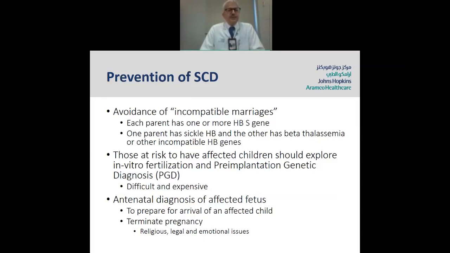There's the other option, antenatal diagnosis of the affected fetus, and that can be for two purposes. One, to prepare for the arrival of a patient who is affected by sickle cell disease, or to terminate the pregnancy. Of course, this proposition has religious, legal, and emotional difficulties and issues. So the best is the first choice, which is to avoid incompatible marriage.